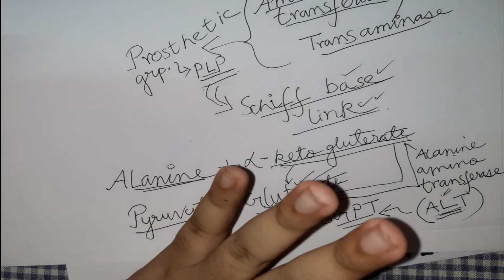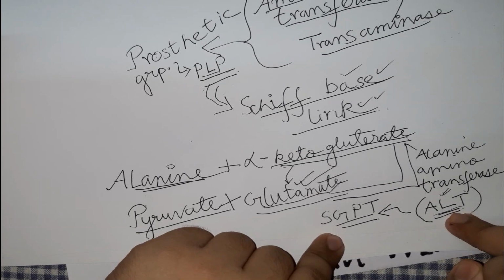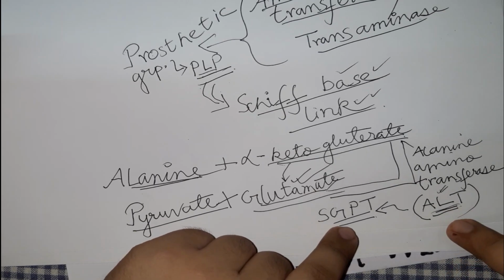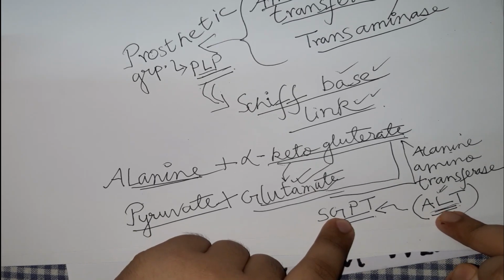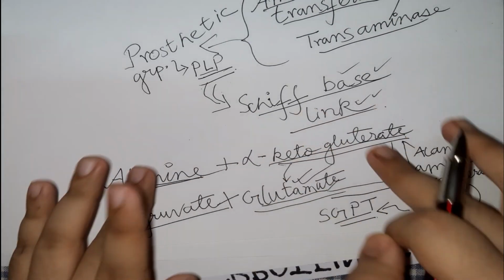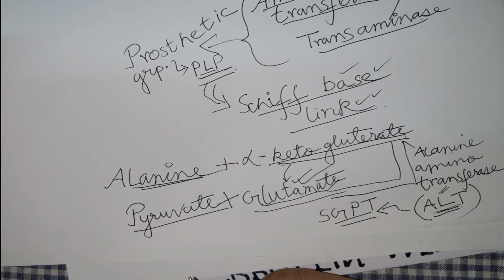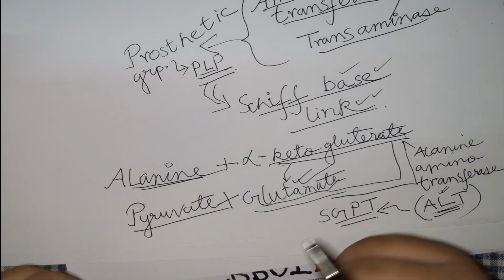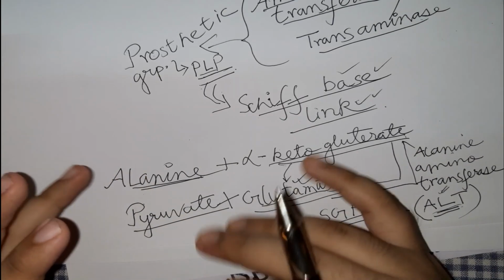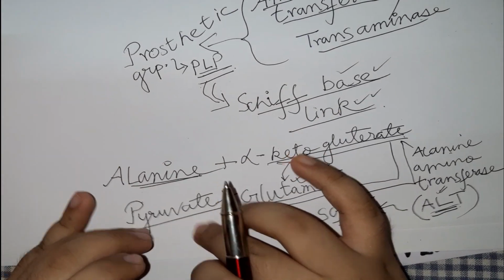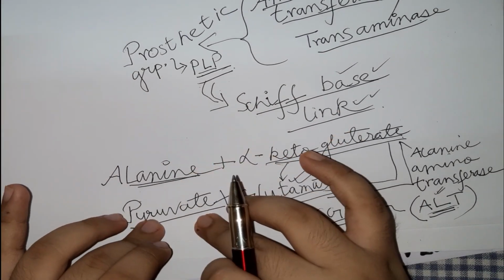I implore you to remember these two abbreviations. If you remember these two abbreviations, you will be able to remember this reaction as well. Because why I'm telling you this is because it might be confusing as to what was the product which was formed when alanine is transaminated.